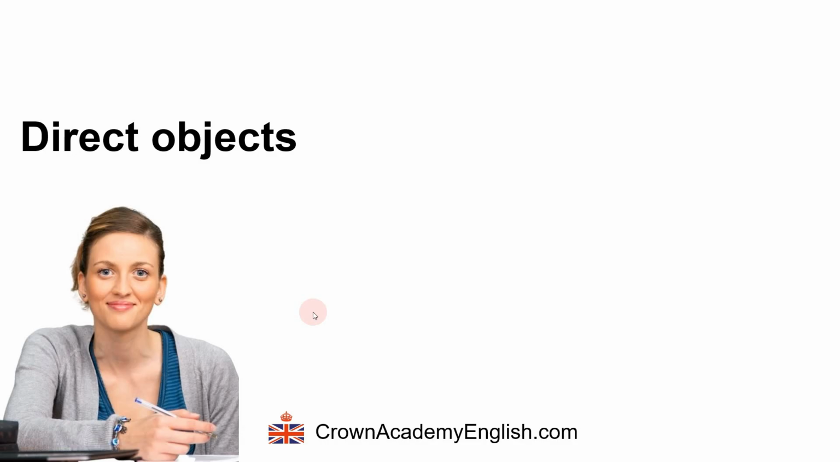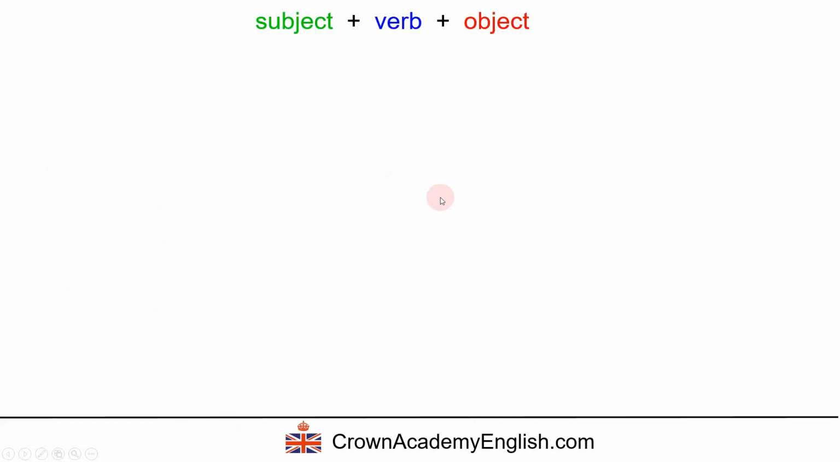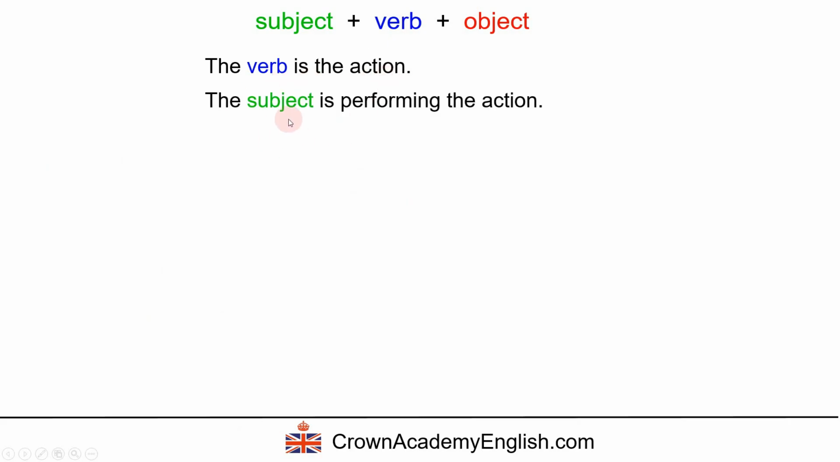Today we are doing a grammar lesson all about direct objects. So this is the form of a normal sentence in English. We normally have a subject, a verb and an object. The verb is the action. The subject is performing the action, the person or thing that is doing this action. And finally, important, the object receives the action.